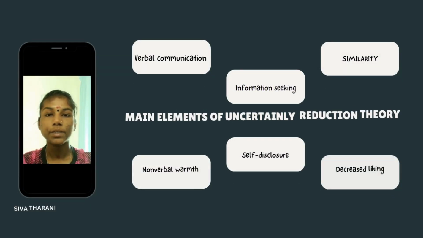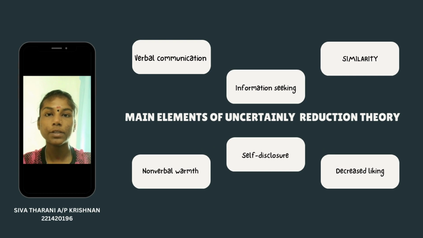There are six elements in uncertainty reduction theory. The first one is self-disclosure. This is the process of revealing personal information to someone else in order to build trust and reduce uncertainty. For example, a person might reveal their family background, educational background, and interests to get to know someone better.